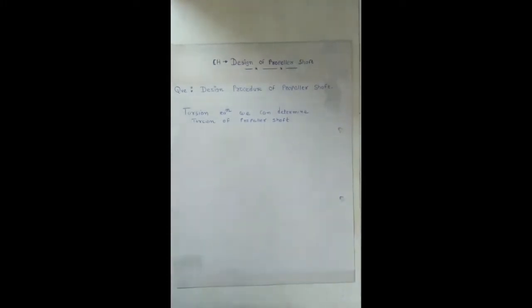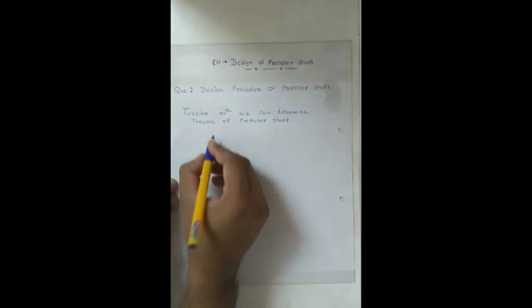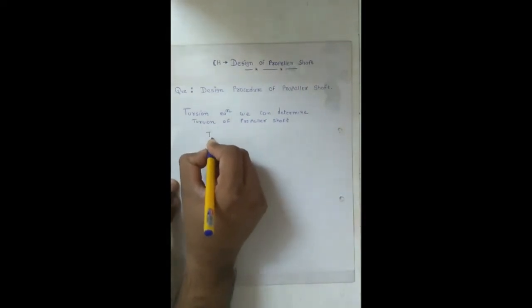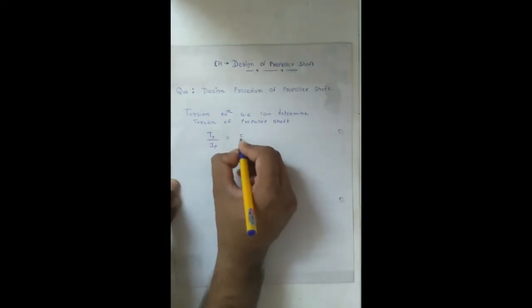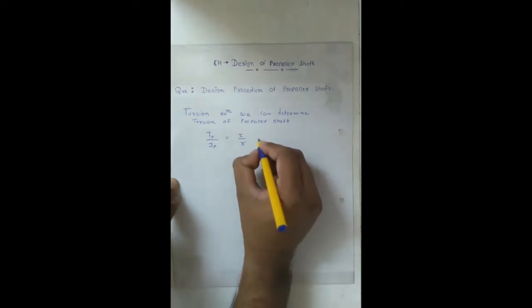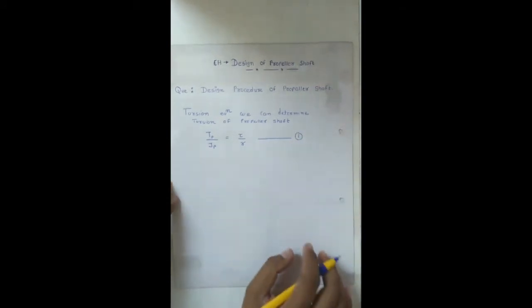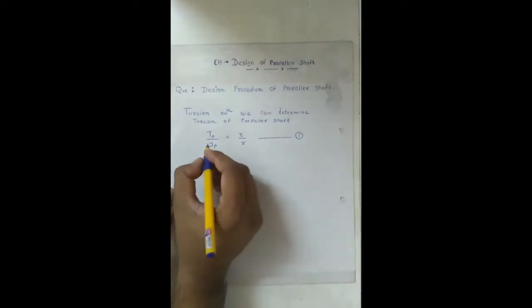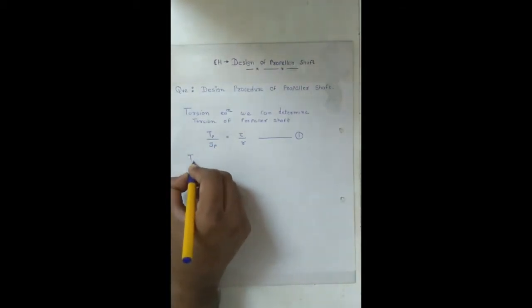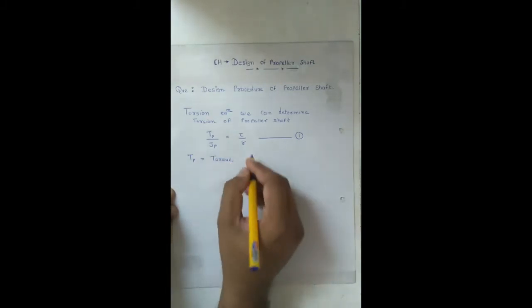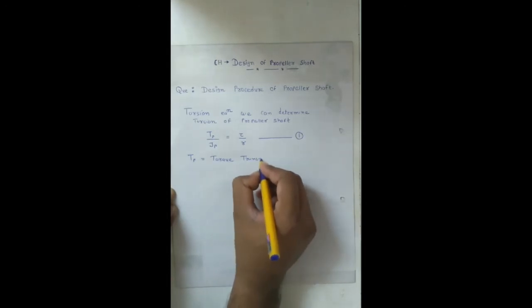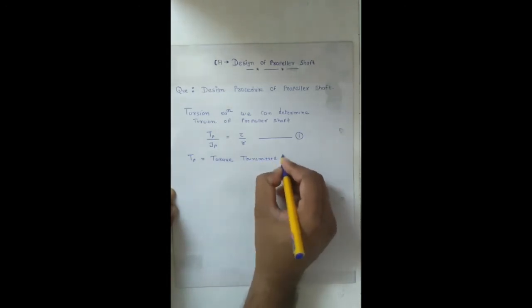So here we study the torsion equation, which is in the subject of strength of materials. I write the formula: TP by JP is equal to tau divided by R. This is equation number 1. Here TP is equal to the torque transmitted by the propeller shaft.